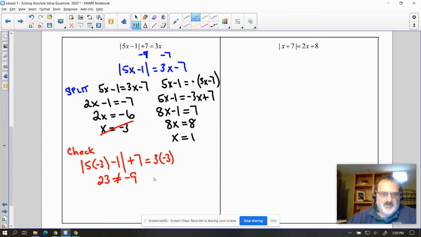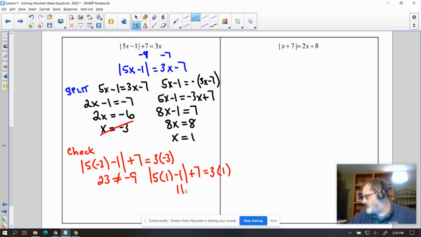1. We have the absolute value of 5 times 1 minus 1, plus 7, should equal 3 times 1. 5 times 1 minus 1 is 4, plus 7 is 11. And that comes down equal to 3? No, they're not equal. So 1 is not a solution either.